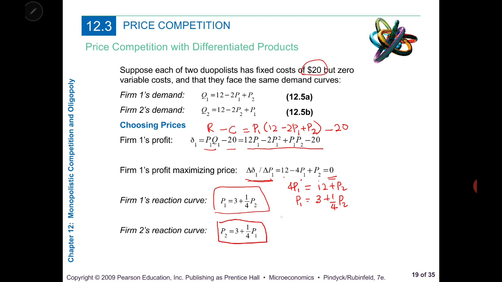Now, what is the equilibrium? The Nash equilibrium condition will be the intersection of the two reaction curves, remember? Okay, so the condition will be P1 equals P2. So let's say I take one of them, P1, and simply replace P2 with P1. So there will be 3/4 P1 equals 3. P1 will equal 4.